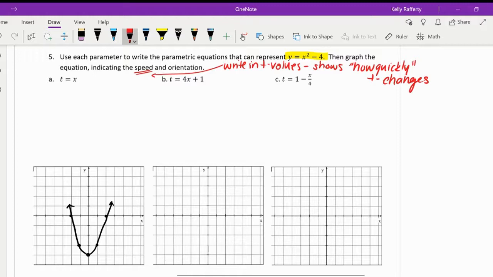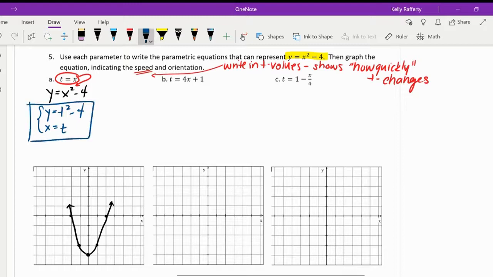So to do this, our first one is really straightforward. We have t equals x, and essentially we would just substitute this into our original equation. We have y equals x squared minus 4. All right, well, we're just going to sub t in for x, since that's what it equals. So our parametric equations, we're going to have y equals t squared minus 4, and x is exactly what we have up there. But we will use these now to find out our speed, the values on the graph.